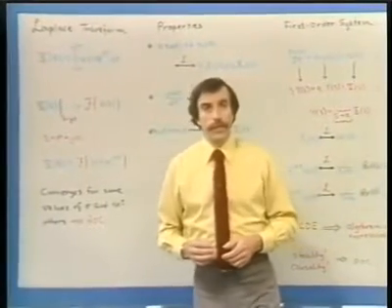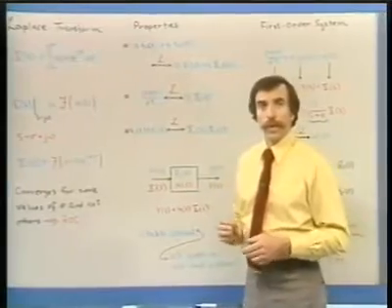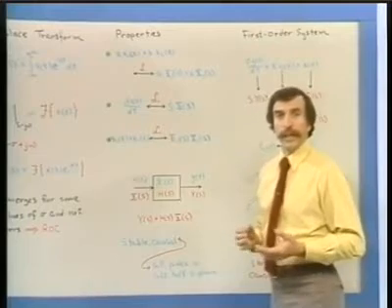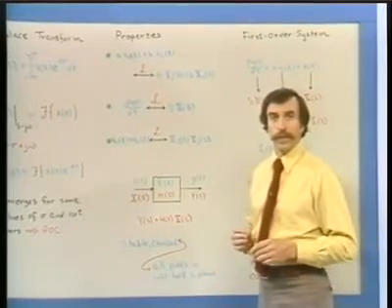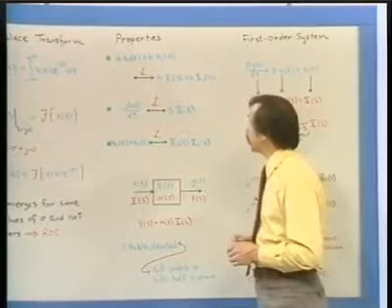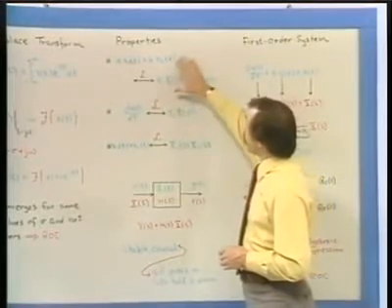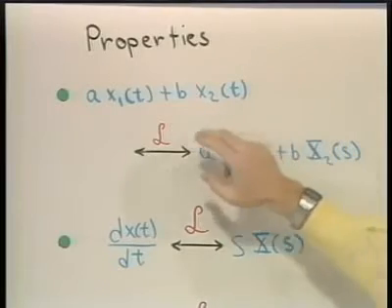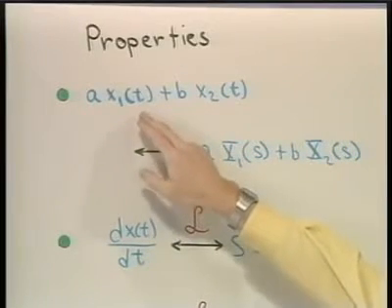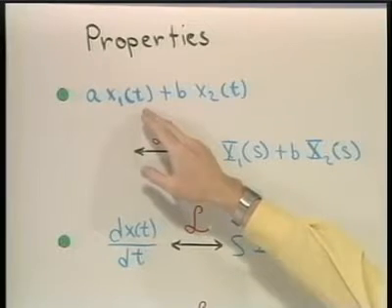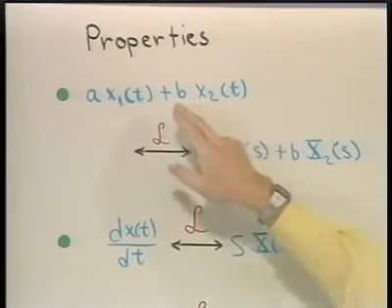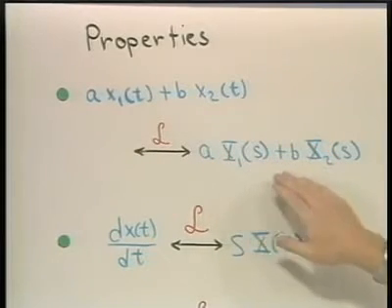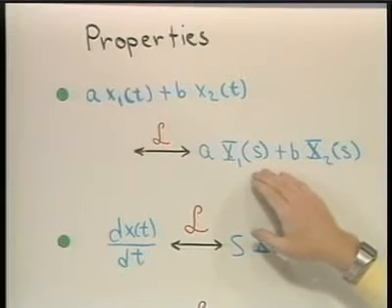Now, just as with the Fourier transform, there are a number of properties of the Laplace transform that are extremely useful in describing and analyzing signals and systems. For example, one of the properties that we in fact took advantage of in our discussion last time was the linearity property, which says, in essence, that the Laplace transform of the linear combination of two time functions is the same linear combination of the associated Laplace transforms.